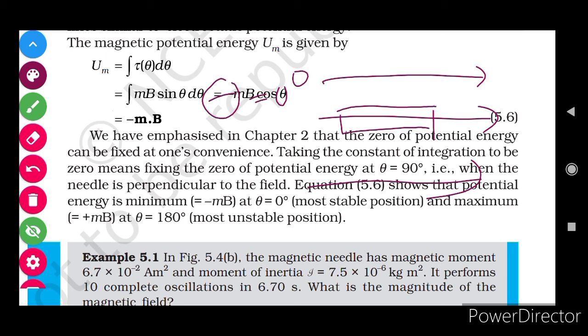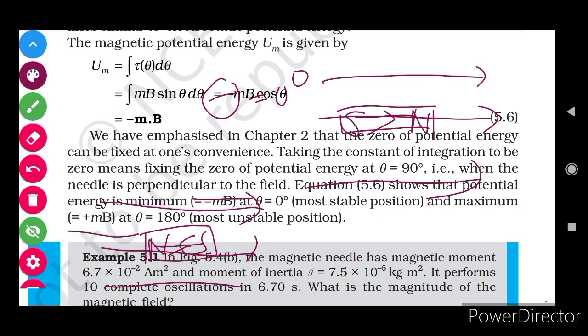While when I take theta equal to 180 degrees, the north and south are reversed, so the dipole moment is in the opposite direction. With theta equal to 180 degrees, this will be the most unstable position, because here the potential energy is positive, whereas there it is negative.